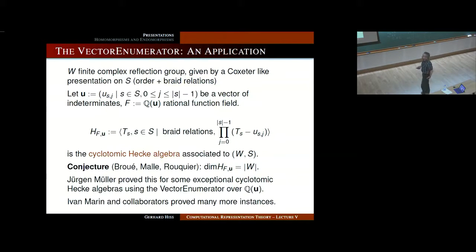But I think there are some cases, only very few cases, that are still open today. Yvan Marin and collaborators have proved many of the other instances. And this cyclotomic Hecke algebra also supposedly plays a very crucial role in the representation theory of finite groups of Lie type, although this has not been proved yet. But at least it would be very important to prove this conjecture.